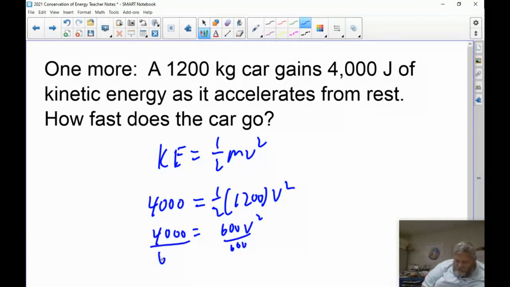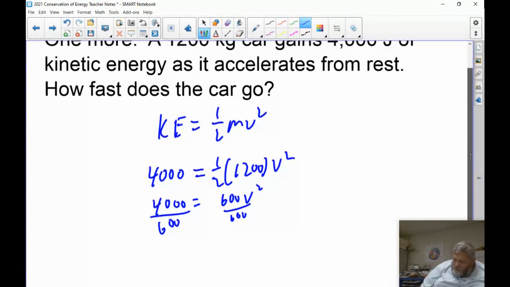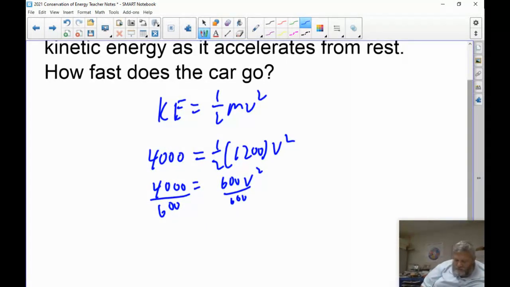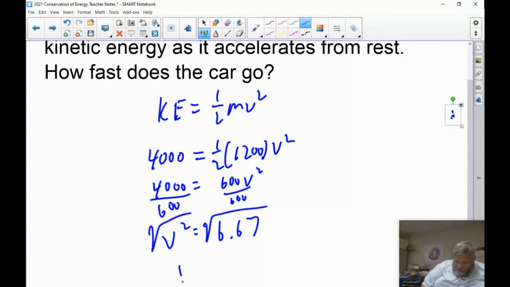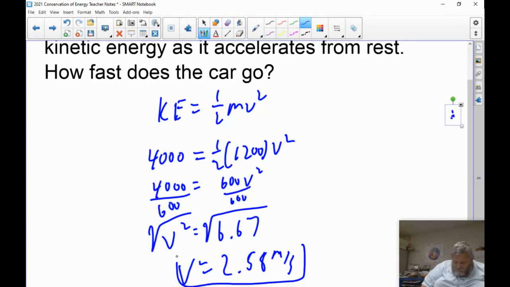Divide both sides by 600. Y'all pause and do this on your own to make sure that you know how to do this. So I get v squared is equal to 6.67. And we take the square root of both sides. So I get v is equal to 2.58 meters per second. And that's my answer.